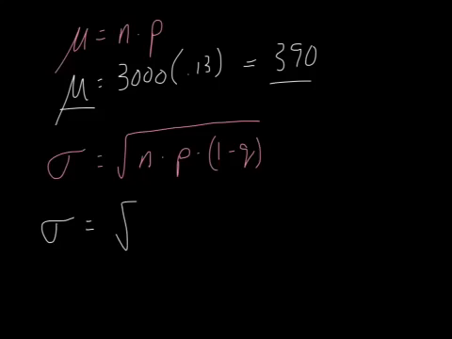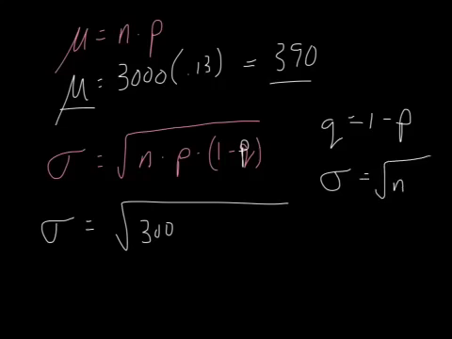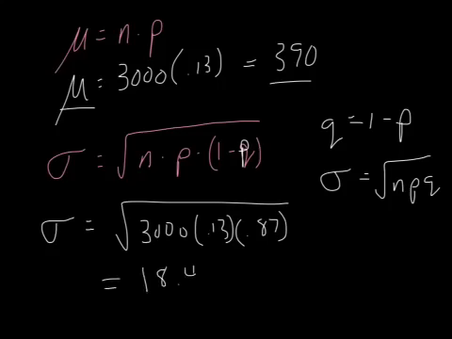a standard deviation of the square root of NPQ, as I call it. Whoops, I just noticed that I have 1 minus Q, that should be 1 minus P, where Q is equal to 1 minus P. I'm always in the habit of just writing the standard deviation as the square root of NPQ. It's just easier and neater. So that's 3,000 times 0.13 times 0.87, which is approximately 18.42, and those are people. Those are my units. So that's my mean and standard deviation.